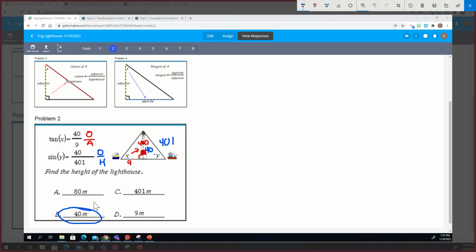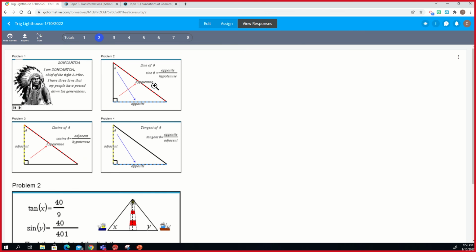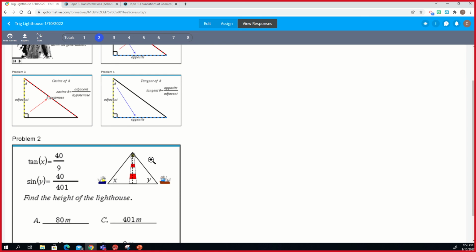You're going to go through and see if you can find the angle. So you can do 3, 4, 5, 6, 7, 8, doing the same thing. You're just going to use this terminology here. If you're looking for sine, it's opposite over hypotenuse. If you're looking for cosine, adjacent over hypotenuse. If you're looking for tangent, opposite over adjacent. And then you're just seeing if one of them gives you the height of the lighthouse. And that's it.